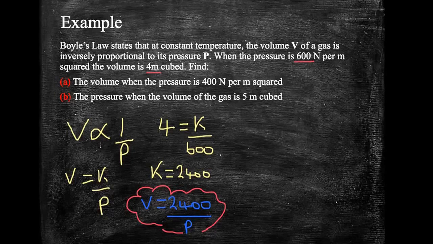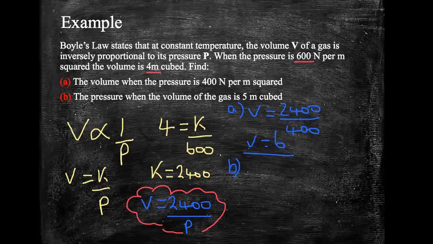Let's do that then. The volume when the pressure is 400. Now I'm working out part A, and I'm trying to work out V equals 2,400 divided by whatever the pressure is, 400. In this case V is equal to 6. Done.